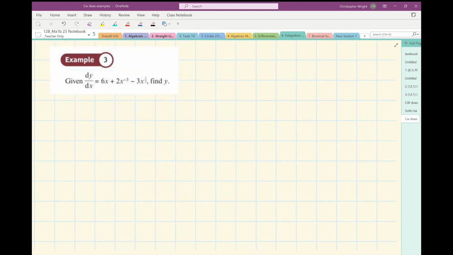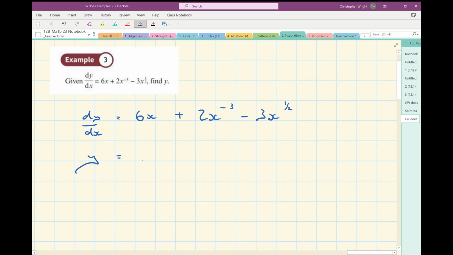Example 3. So I've got dy by dx is 6x plus 2 times x to the power of minus 3 times x to the power of a half. So I'm going to integrate that to give me y. So I'm going to add 1 to the power. Remember, this is x to the power 1. So add 1 to the power gives me 2 and divide that into the coefficient.